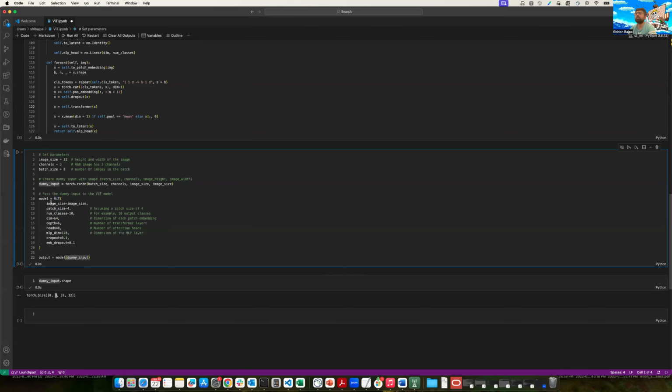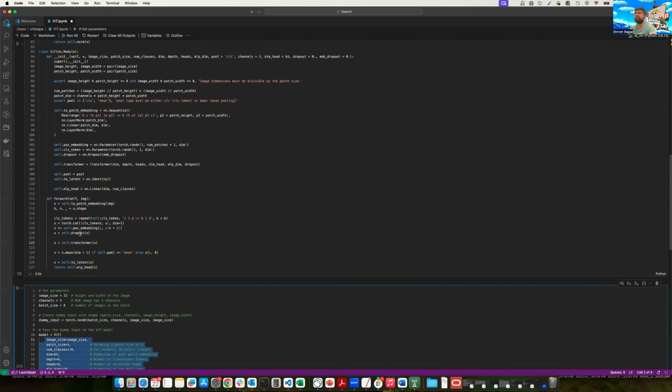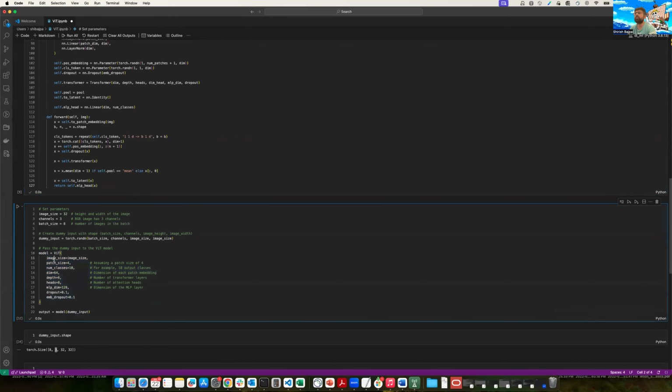Right, and I'll create a VIT object. So the model is the Vision Transformer model. This is the model class, and I'm initializing it with some of the parameters that are expected, as defined here. So image size will be the image size, right? And patch size, again like this. Then number of classes.